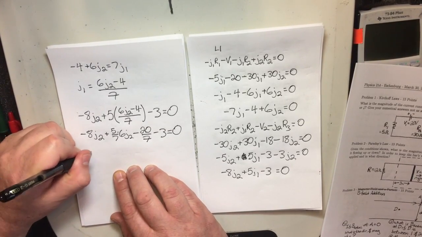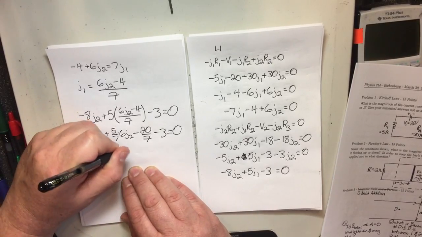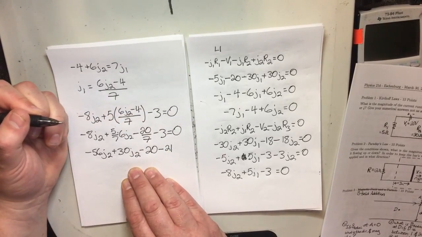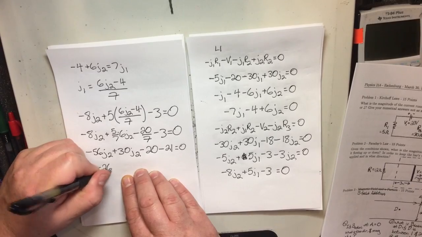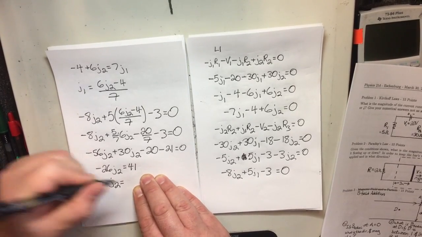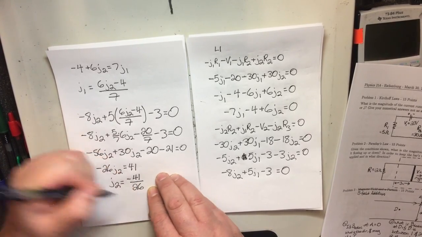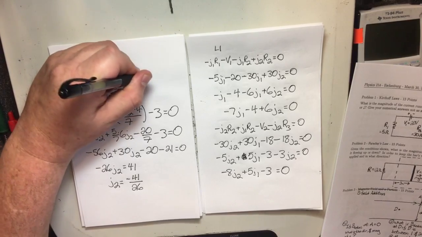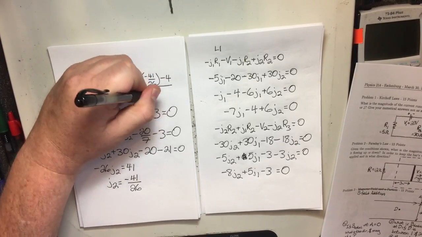Multiply everything by 7. Minus 56 J2 plus 30 J2 minus 20 minus 21. Negative 56 plus 30 is minus 26 J2 equals 41. J2 equals negative 41 over 26. I'm going to keep that there for the moment. This means this is 6 times negative 41 over 26 minus 4 divided by 7.